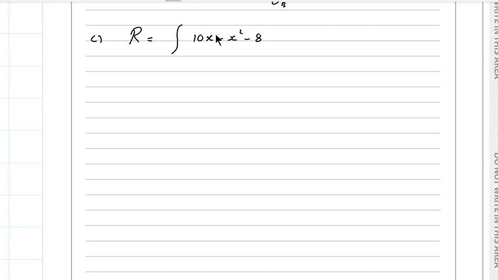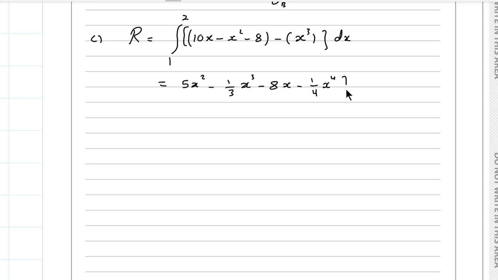Okay, this is the upper curve, 10x minus x squared minus 8, and then minus the lower curve, which is x to the power 3. Of course we are integrating with respect to x, with limits of integration from the x coordinate of a, which is 1, to the x coordinate of b, which is 2. So it will be 10 over 2, which is 5x squared, minus 1/3 x to the power 3, minus 8x, and then minus 1 over 4 x to the power 4. We put our limits from 1 to 2, substituting by 2 minus substituting by 1. The final answer is 11 over 12.